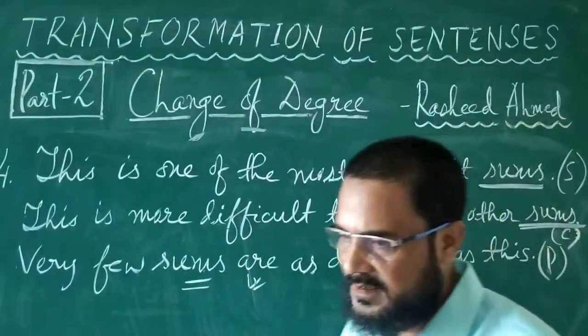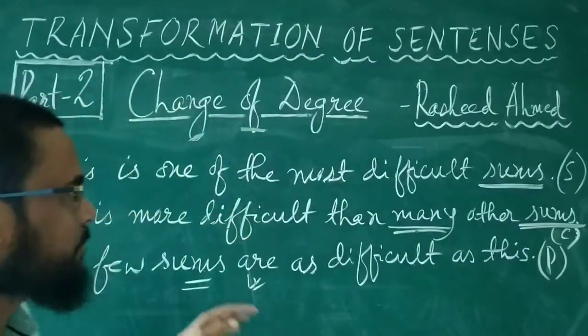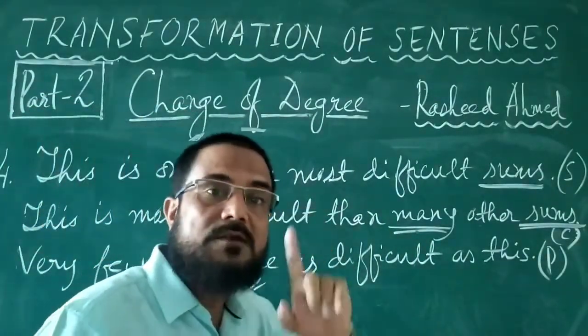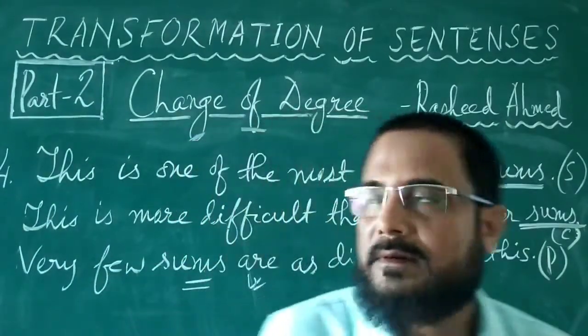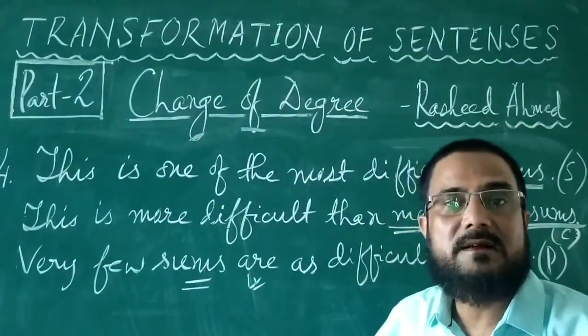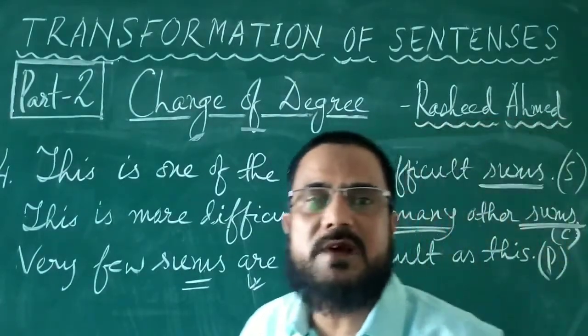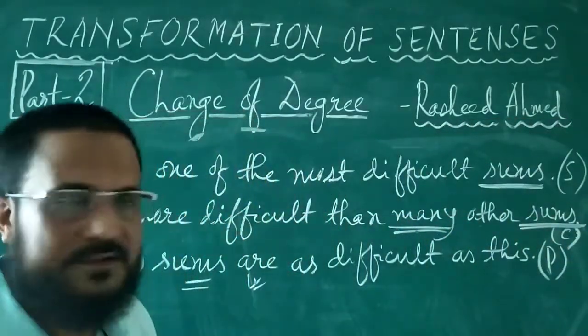Let us see these 3 sentences again. Firstly, the superlative degree: this is one of the most difficult sums. Comparative degree is, this is more difficult than most other sums. And then positive degree is, very few sums are as difficult as this.